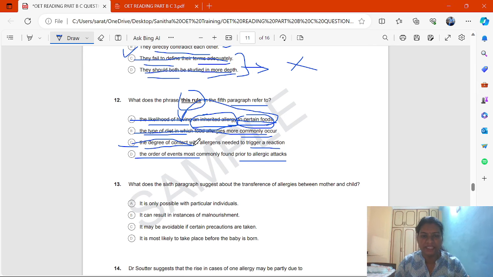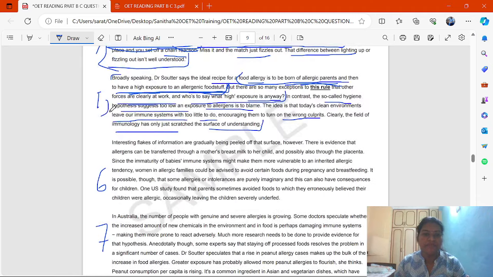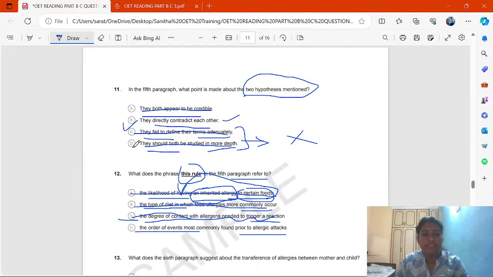So it is not the correct answer. Here, in the second hypothesis, this is what they are saying: in a clean environment, there is less chance of getting allergens. But if it's a clean environment, there is a chance of getting allergy more. That is, in a clean environment there are no allergens, but the chance of getting allergy is more. That is the second hypothesis. So this is not the answer. So that was not the answer.